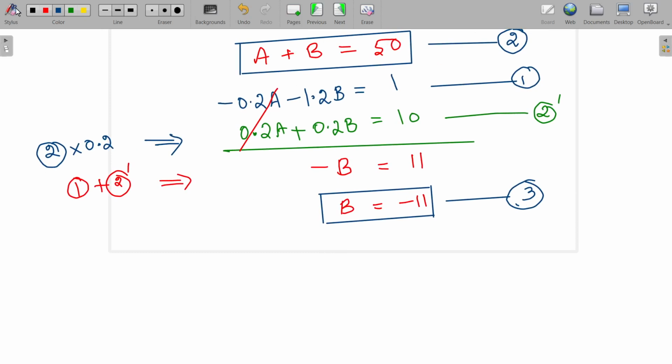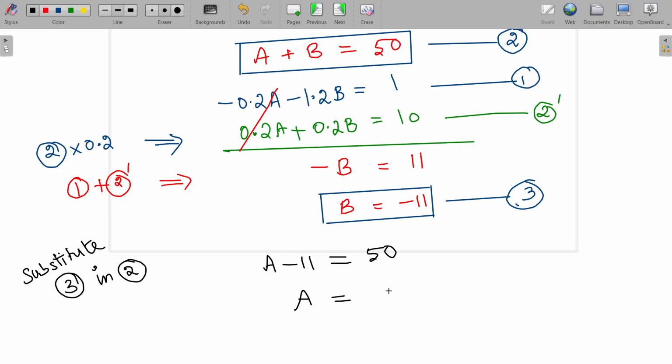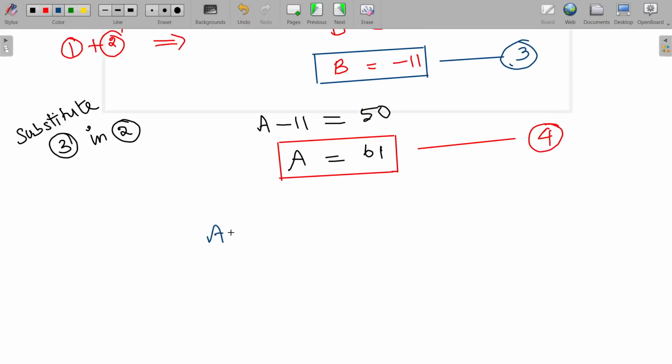So this is taken as equation number 3 and this is one answer. Actually we got the answer for the constant B. So substitute 3 into 2, we get A minus 11 equal to 50. So A value is equal to 50 plus 11, that is 61. So this is equation number 4. So we got the answers now. What are the answers here? The answers are A equal to 61 and B equal to minus 11. This is the answer for the first portion.